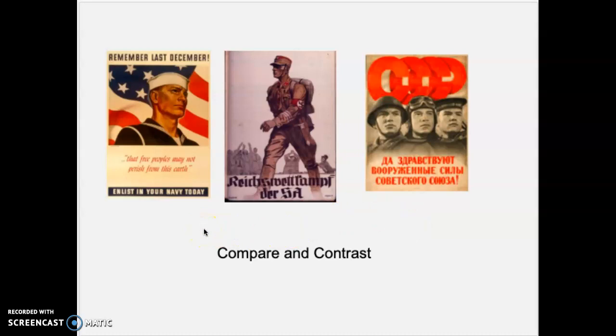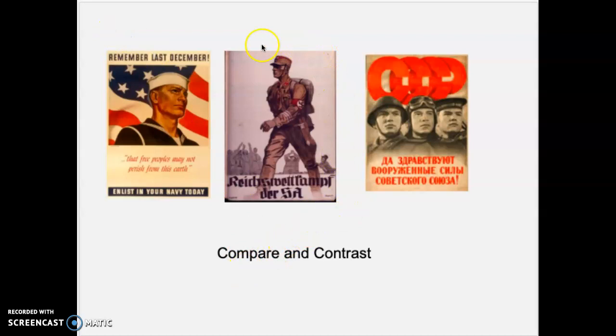They are going to have some different tweaks on it that we would see as cultural. So, the focus on the American flag in the background: patriotism and the flag is a very intertwined, complicated thing in America, as well as individualism. Most of the time the posters had one or two men in them for the Americans. It says that free peoples may not perish from this earth, this obligation that other people will not die. Remember, last December is referring to Pearl Harbor.